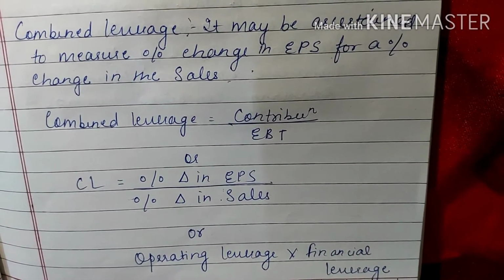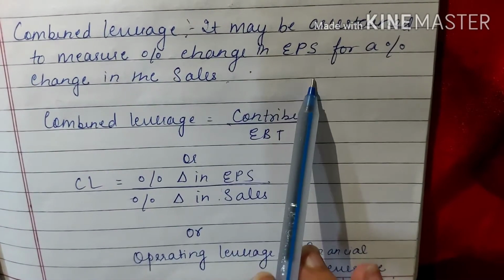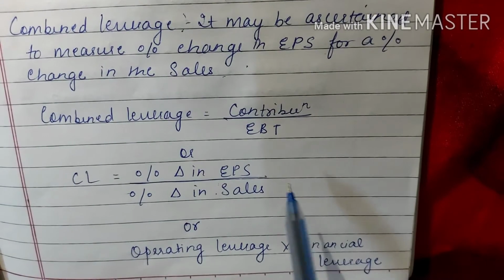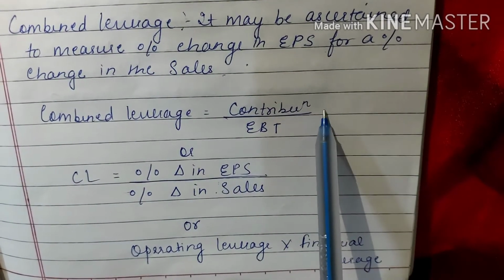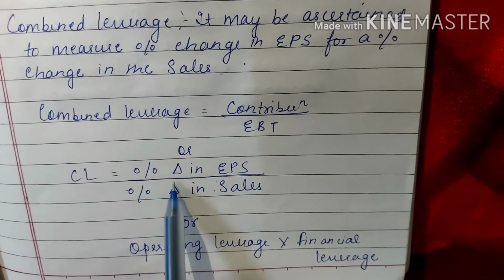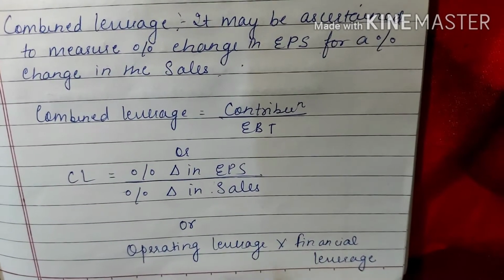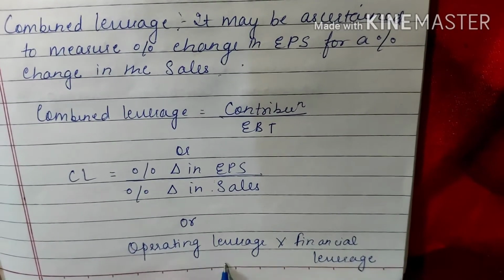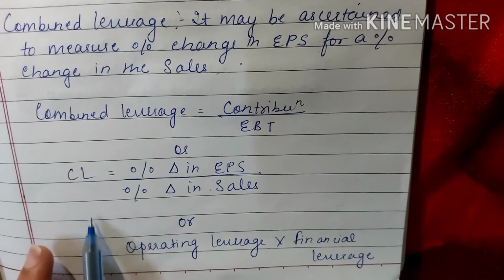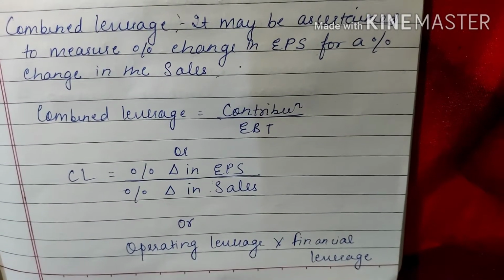Third is combined leverage. It may be ascertained to measure the percentage change in EPS for a percent change in the sales, and it can be calculated by dividing contribution by EBT, or by dividing percent change in EPS by percent change in sales, or it is a product of operating leverage and financial leverage. You can get the value of combined leverage by multiplying operating leverage into financial leverage.